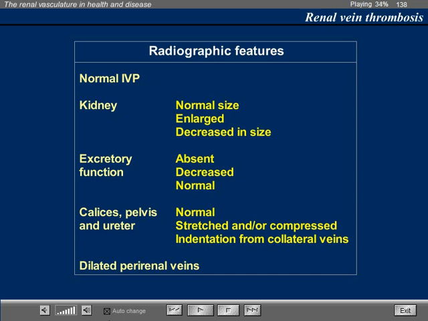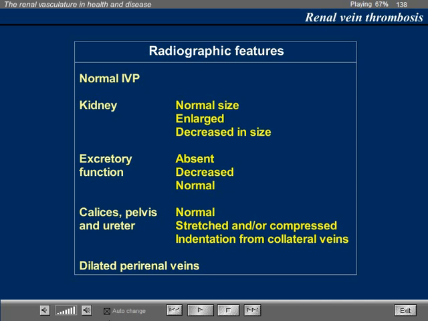The excretory function of the kidney depends on the mechanism of the renal vein thrombosis. We may see non-functioning kidney due to acute decompensated renal vein thrombosis, and this happens particularly in infants and children. The function of the kidney may be decreased, and we may see a delayed excretion with a poor visualization of a non-dilated pelvocalicial system, or the function may be absolutely normal.